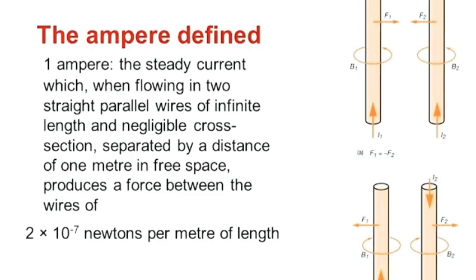Means we have two wires separated by 1 meter of distance, and current is flowing in the same direction, and then they repel each other by a force of 2 into 10 to the power minus 7 Newton per meter. At that time, 1 ampere current is flowing. Student, you will study this definition in class 12 in detail. You have to study the definition of Kelvin in the chapter of thermodynamics in class 11th and the definition of ampere in class 12th in detail.